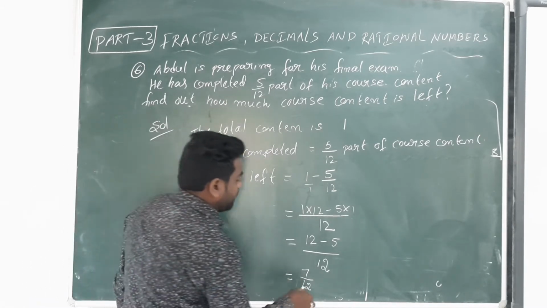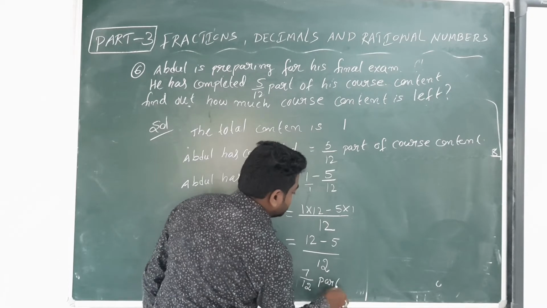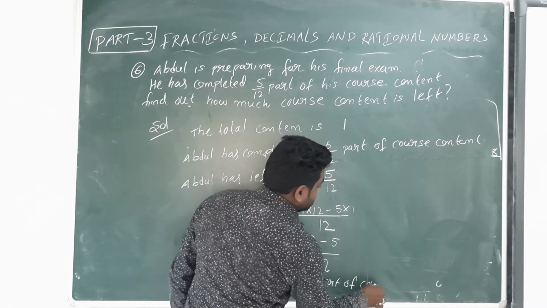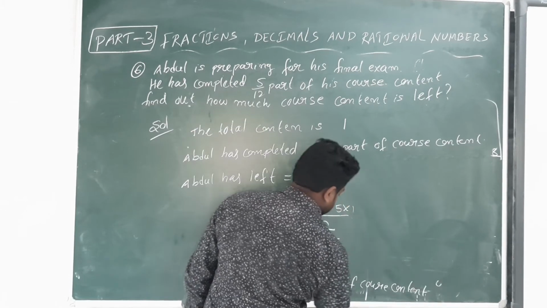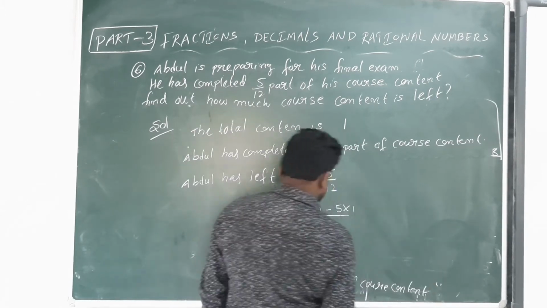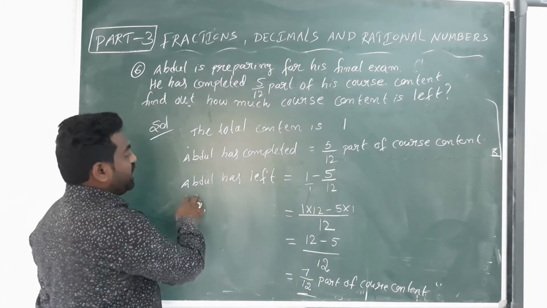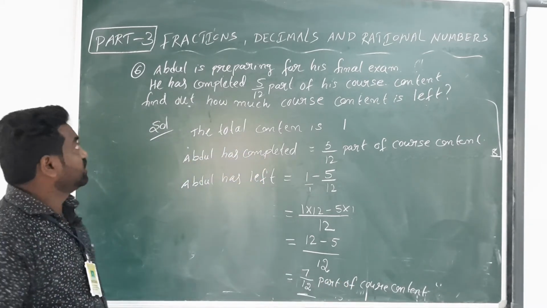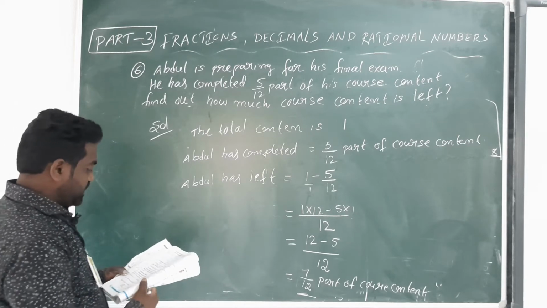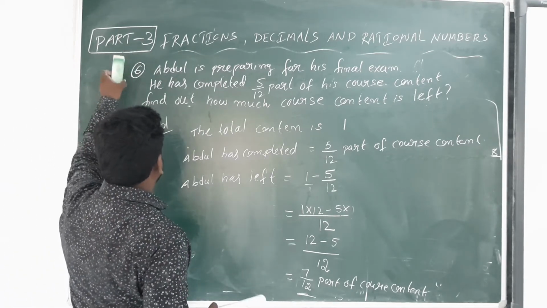7/12 part of course content. Abdul has 7/12 part of course content left. Okay, sixth problem completed. Next, continuation, seventh problem.